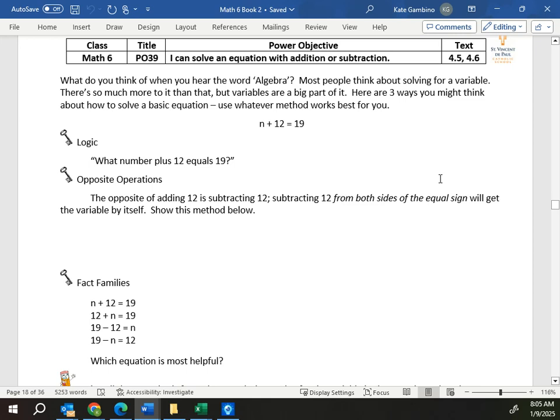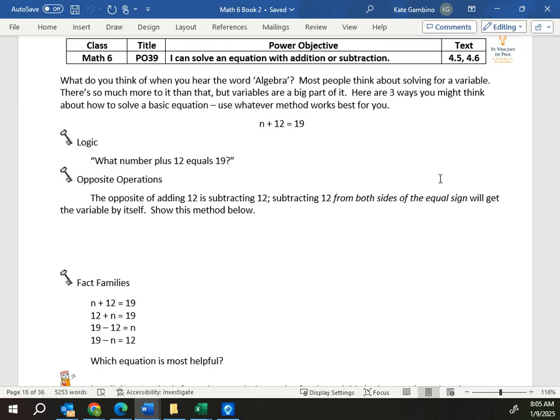Good morning. Today we are continuing to work with variables and how to work those out. We are doing PO39. This is a power objective. This really builds on future objectives coming up with the rest of Math 6 and with pre-algebra and algebra, so these are really important to know. You're going to want to know this for the math testing that we're taking next Tuesday. This is setting us up for very big stuff coming up. This is the basis of algebra.